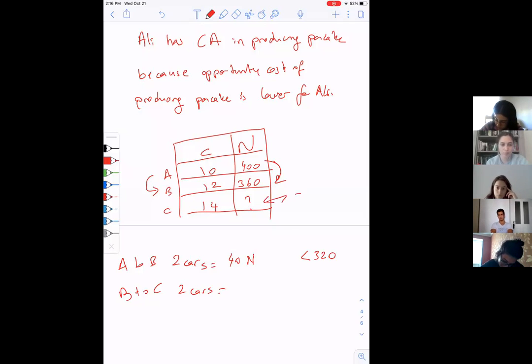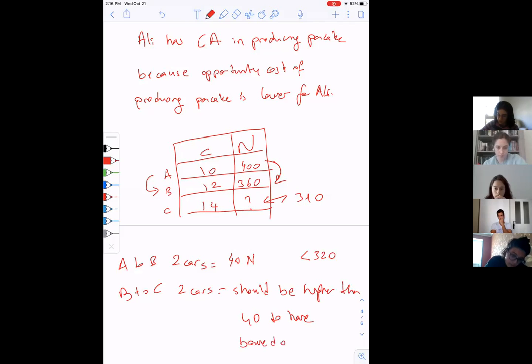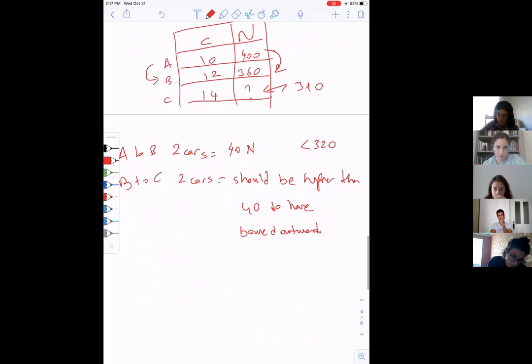This is the reason. The drop to 310 should be higher than 40 to have a bowed outward production possibility frontier. Okay, this is the reason. Clear? Yes, thank you. Sure.